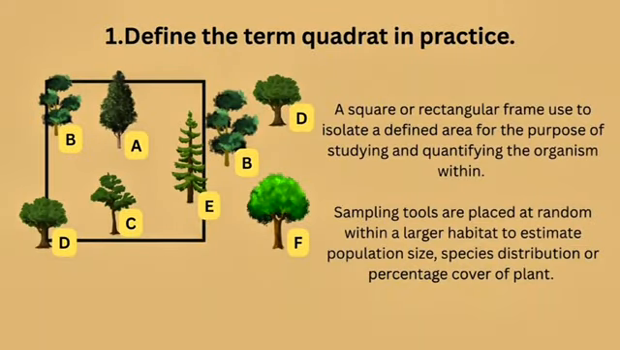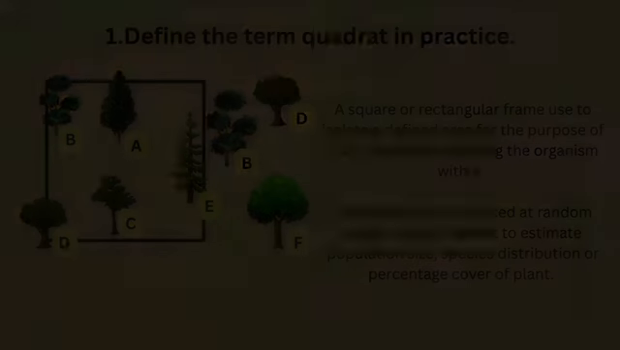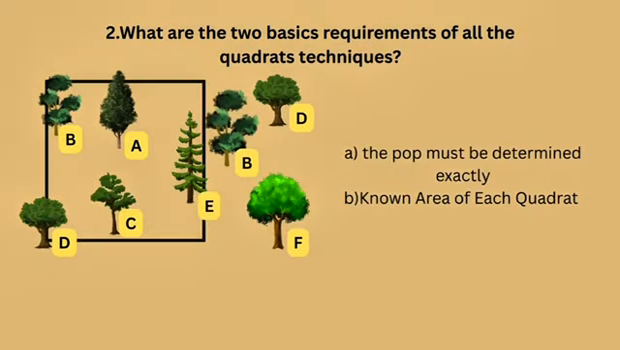Question 1. What is a quadrat? A quadrat is a sampling tool that is a regularly square or rectangular frame used to isolate and define an area for the purpose of studying and quantifying the organisms within the frame. What are the two basic requirements for all the quadrat techniques? A, the position of the quadrat must be determined exactly, and B, the area of the quadrat must be known.